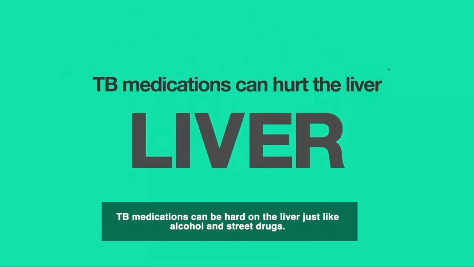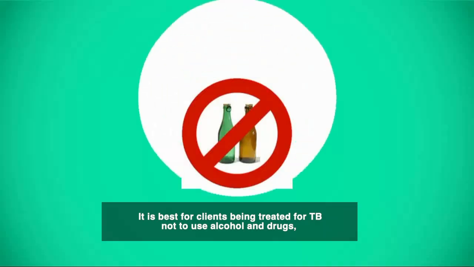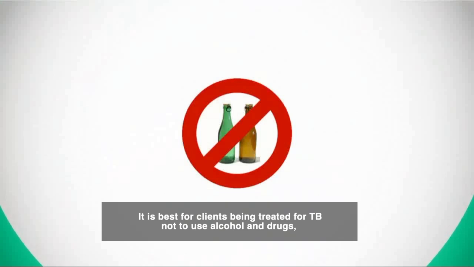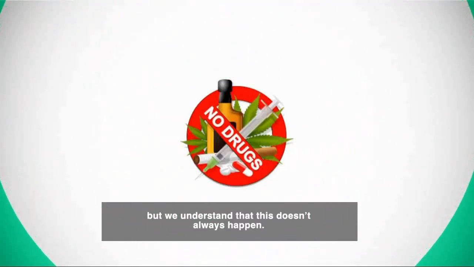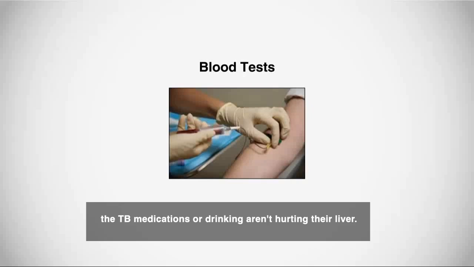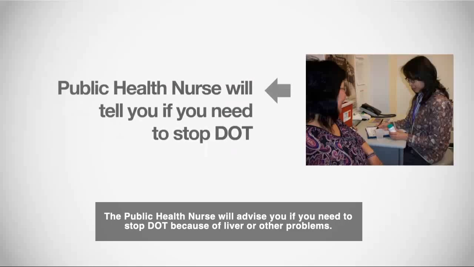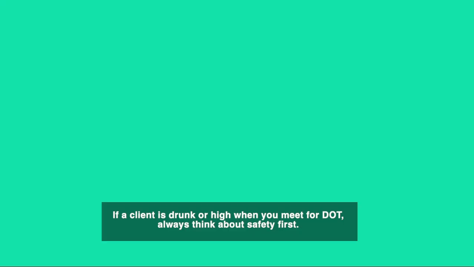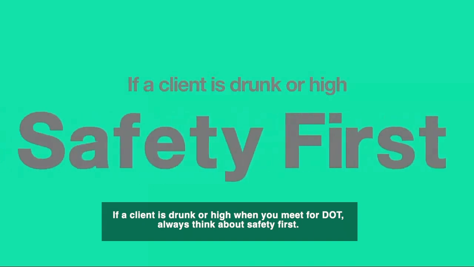TB medications can be hard on the liver, just like alcohol and street drugs. It's best for clients being treated for TB not to use alcohol and drugs, but we understand that this doesn't always happen. Clients with liver problems may have blood tests periodically to make sure that the TB medications or drinking aren't hurting their liver. The public health nurse will advise you if you need to stop DOT because of liver or other problems. If a client is drunk or high when you meet for DOT, always think about safety first.